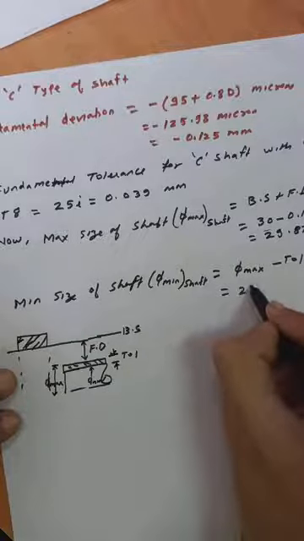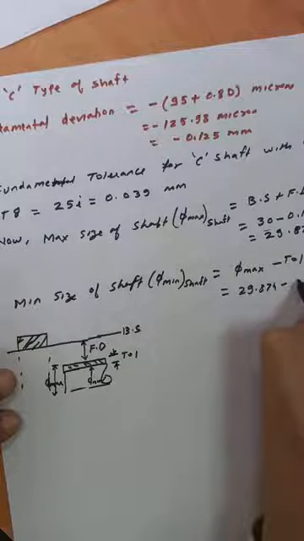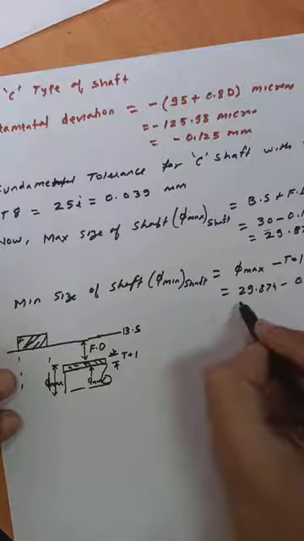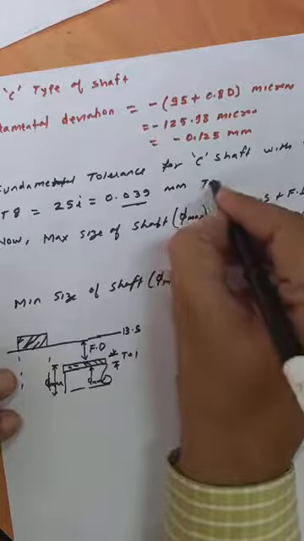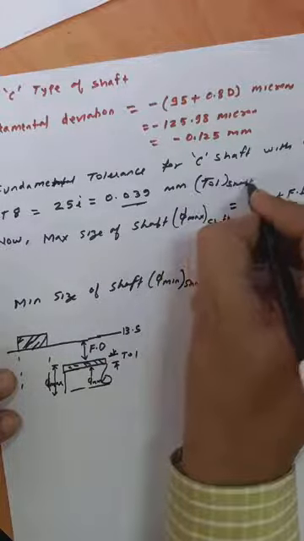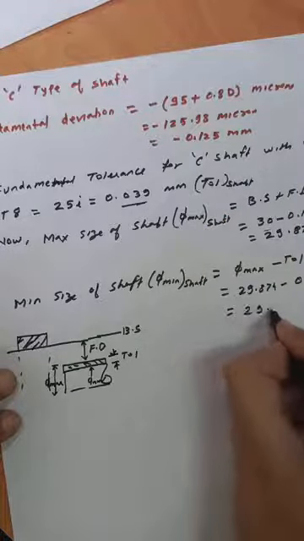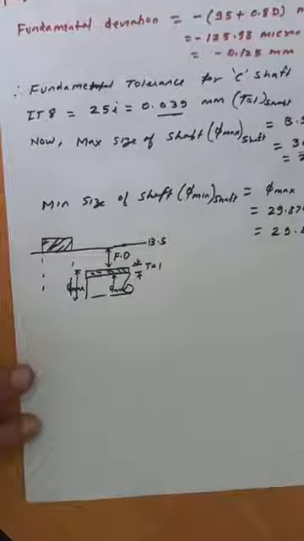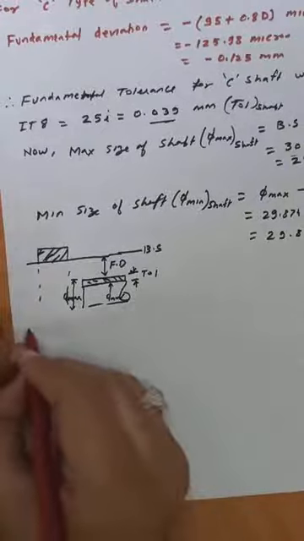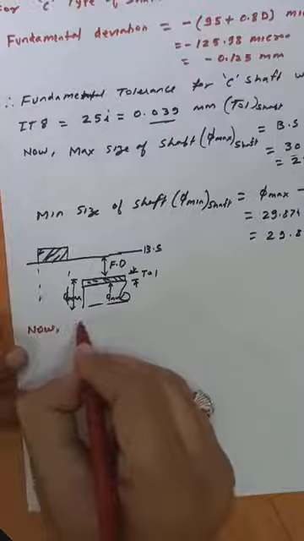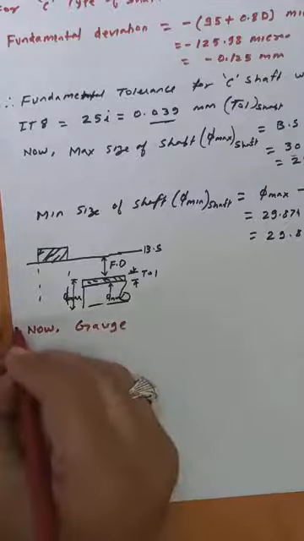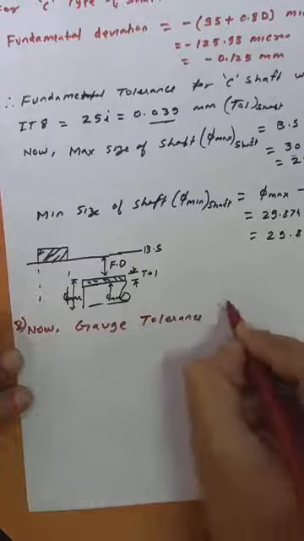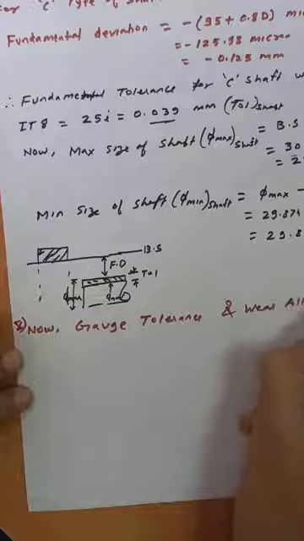So the maximum is 29.874 minus the tolerance. The tolerance for the shaft is 0.039, so it comes to be 29.835 mm. Now we have to calculate the gauge tolerance and wear allowance. Step number 5: gauge tolerance and wear allowance.